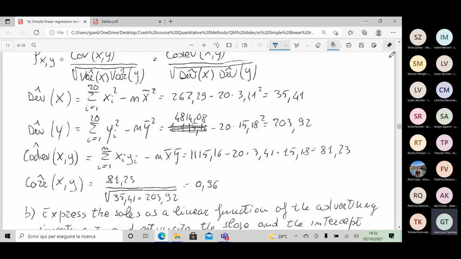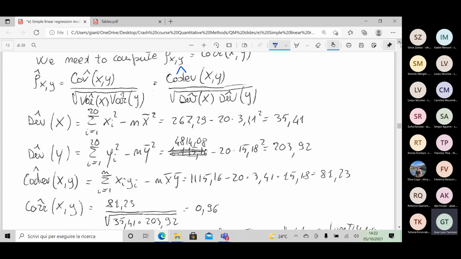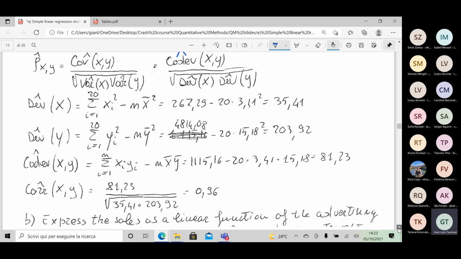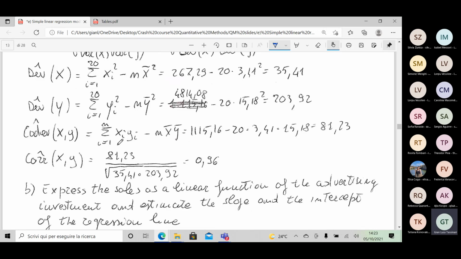Obviously, guys, if you want to compute the covariance, how can you do? Codeviance, which is this one, divided by 20. If you want to get the sample variance, divide the deviance by 20. If you also want the sample variance of y, deviance divided by 20. But we don't need that, at least at the moment. So we can do codeviance divided by the square root of the product of the deviances, this times this. And this is exactly what I wrote here. So if you do the computation, you get 0.96.